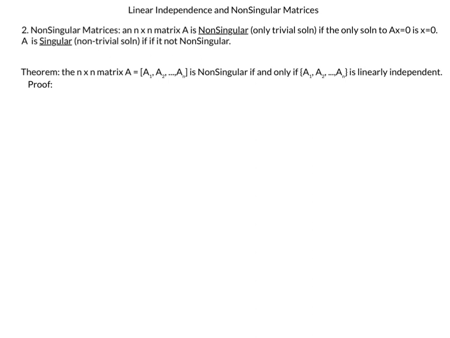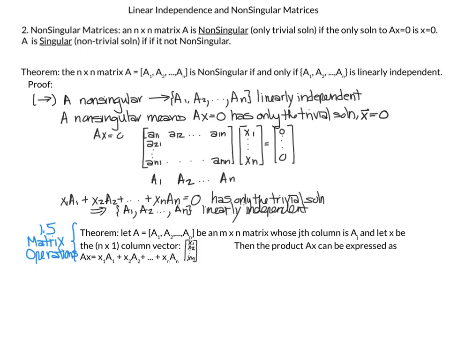Next we have the theorem that says an n by n matrix A, which is equal to the column vectors A1, A2 up to AN, is non-singular, in other words, has only the trivial solution, if and only if A1, A2 up to AN is linearly independent. And remember, linearly independent means it has only the trivial solution. So this proof should be fairly straightforward to do and really depends on your understanding of linearly independent. Give it a try, but I do have a proof for you on the next slide.